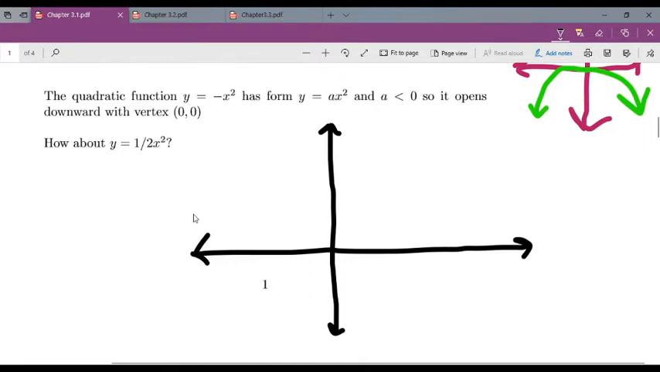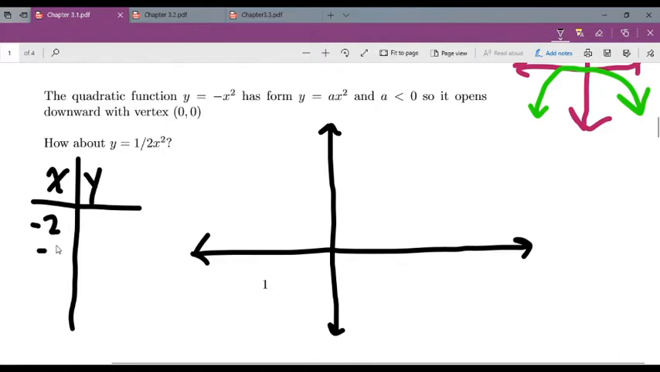The only difference here is if you wanted to do, say, an XY table, so you could figure out what is what. And you could also simply graph it on your calculator. That's a whole lot easier. If we did an XY table, looked at negative 2, negative 1, 0, 1, and 2.